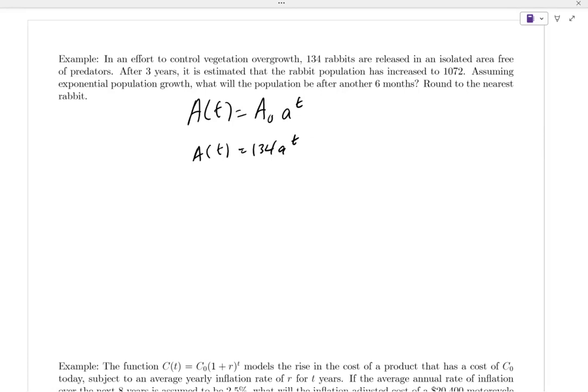Then we want to figure out what the base of our exponential function is. We would need to use that other piece of information that we're given. It says after 3 years, the rabbit population has increased to 1,072. How do we use that information to help us figure out what the a is? What do we need to do?